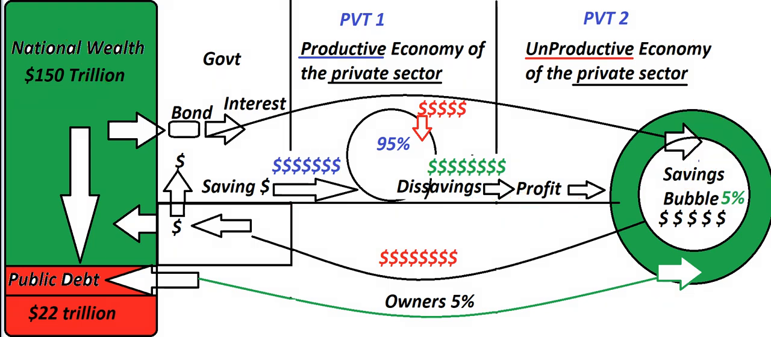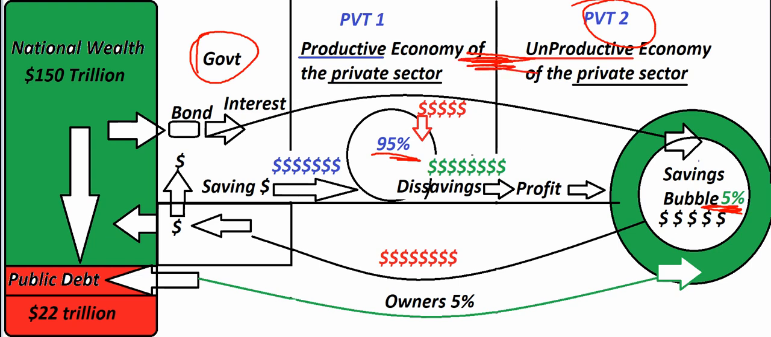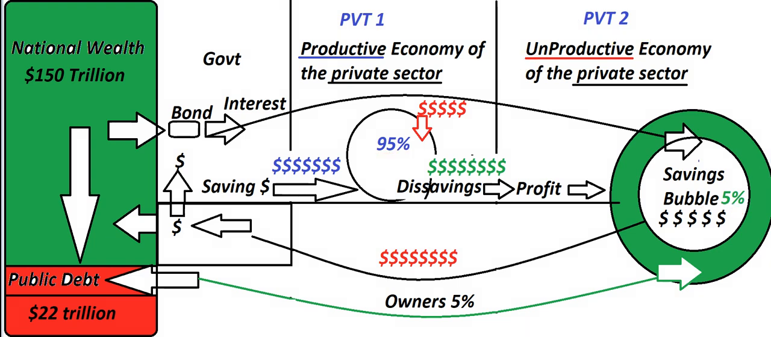Because MMT loves to say government debt equals private sector assets. Yes, for the top 5%. Not for the 95%. You understand? And that's why they omit these two sectoral balances within the private sector.